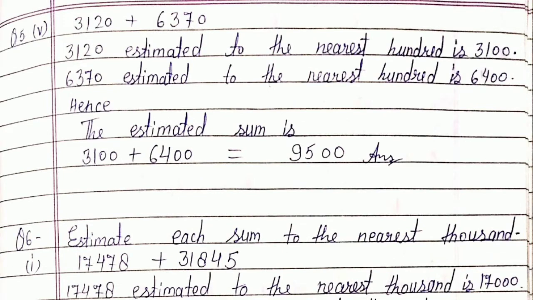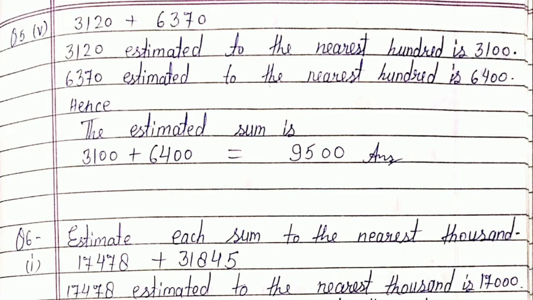3120 plus 6370. For solving this, 3120 estimated to the nearest 100 is 3100, and 6370 estimated to the nearest 100 is 6400.